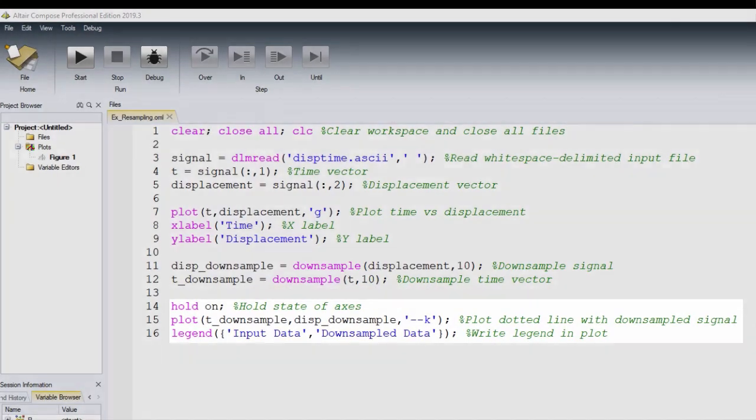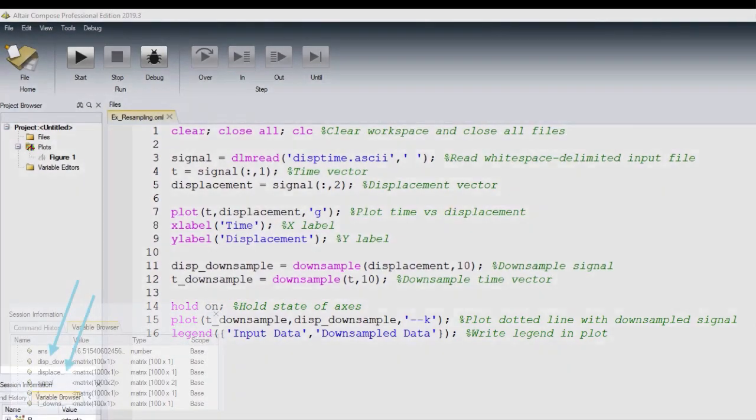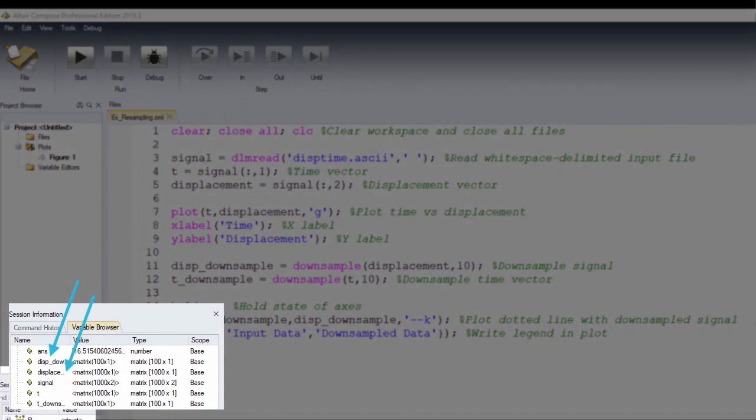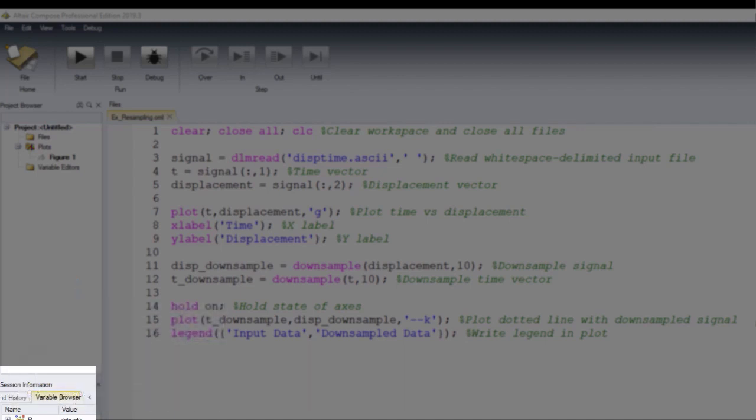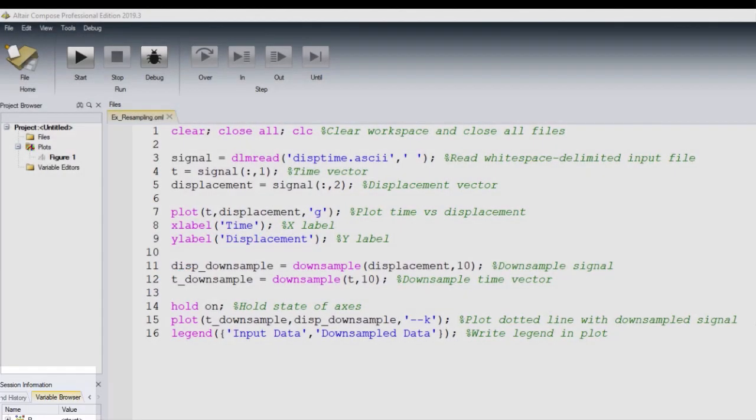We can now plot the downsampled signal over the original one, adding a legend to identify each curve. If we open the two displacement variables by double-clicking on them in the variable browser, we can check that every 10th sample from the original signal is stored in the new one.